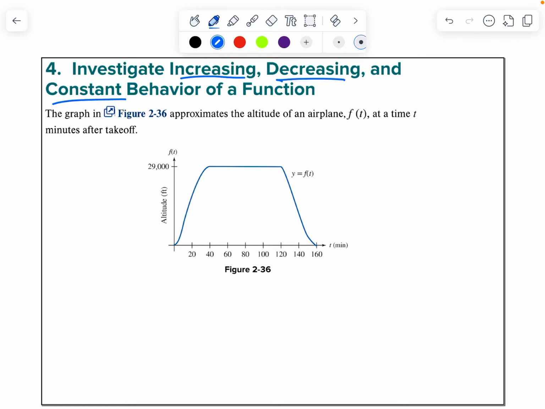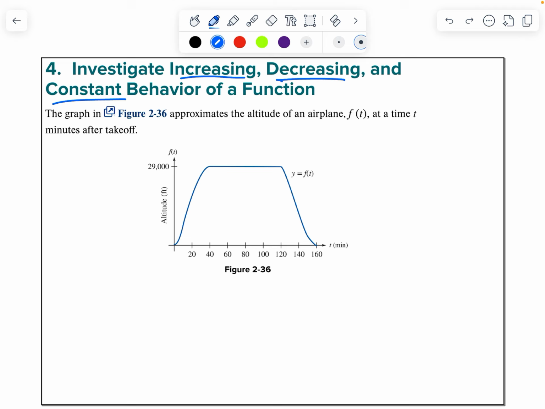So this is just sort of a sub-lesson here talking about increasing, decreasing, and constant behavior of functions. We talk about domain and range from left to right, right? We talk about domain specifically from left to right, range from bottom to top. We're going to talk about the increasing, decreasing, and constant behavior of a function the same way. From left to right, is it decreasing, is it increasing, or is it constant?